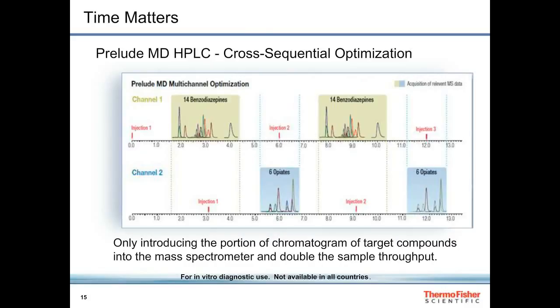Here is an example of analyzing urine specimens for benzodiazepines in one channel of the Prelude MD HPLC, while the other channel analyzes the same sample for opiates. By multi-channeling across two channels, we are able to analyze 2 urine specimens for benzos and opiates in just 13 minutes. That amounts to 18 injections per hour in total, and that's 9 benzos and 9 opiates.